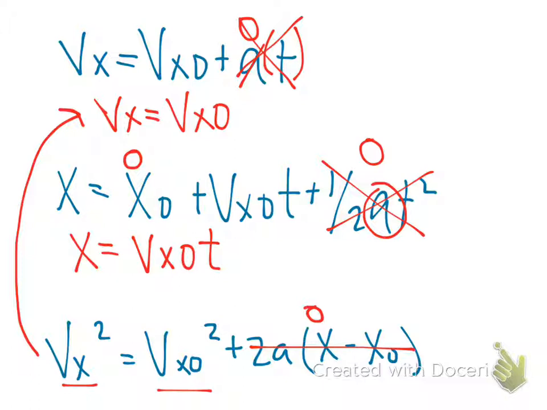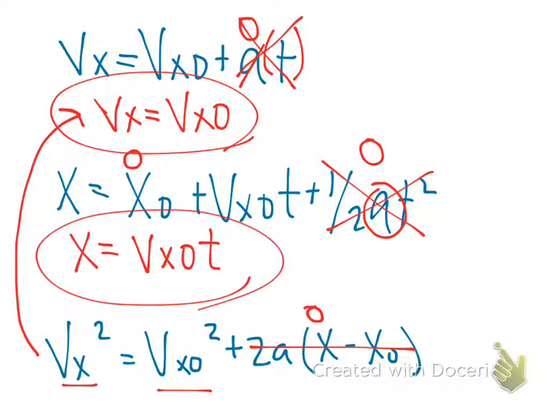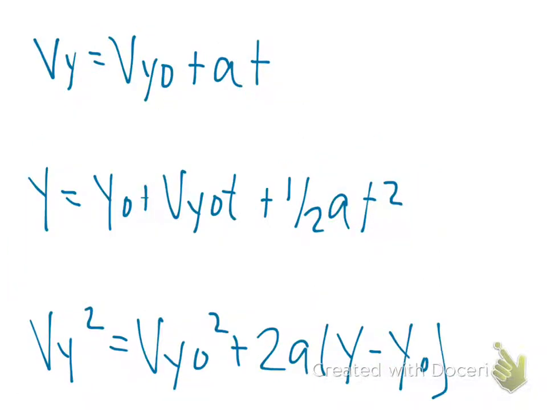Okay, so that's why we only have 2, and that's why they're so condensed. Okay, they left in the x sub o. I don't really care. You can do it either way. We know that x sub o is most of the time 0, but you're more than welcome to leave that in there. Okay. Vertical equations are pretty straightforward.